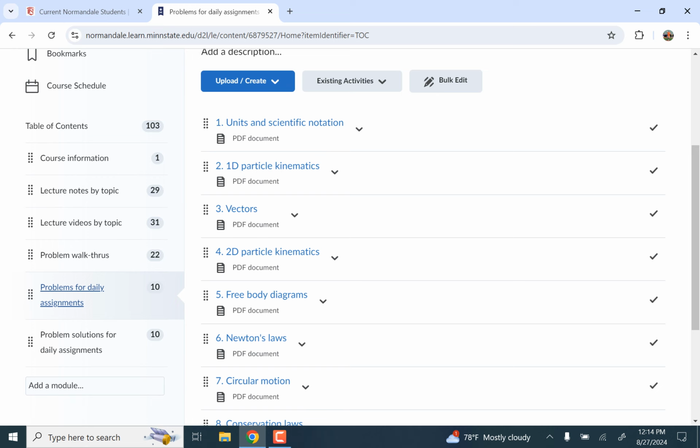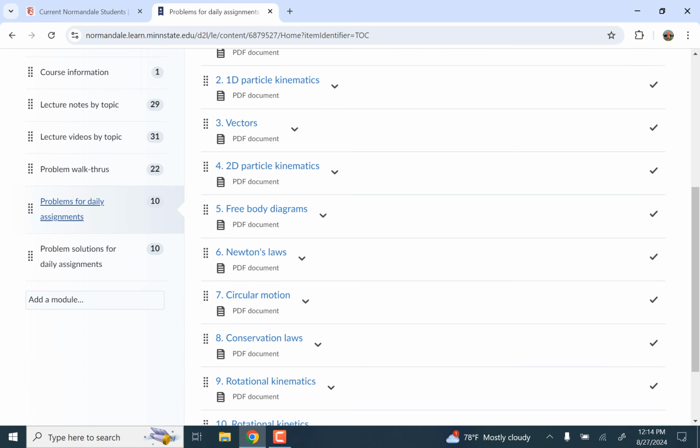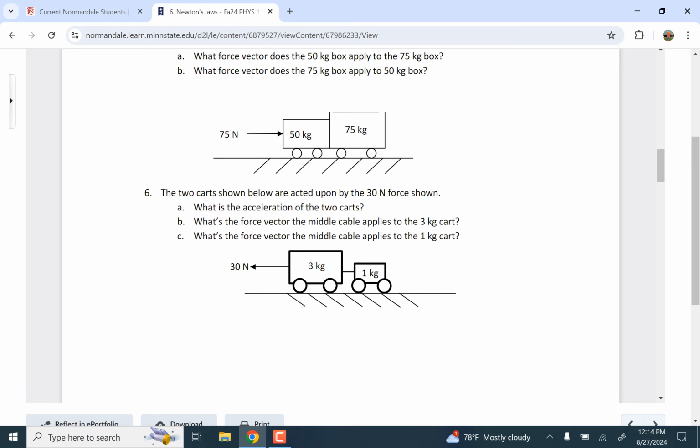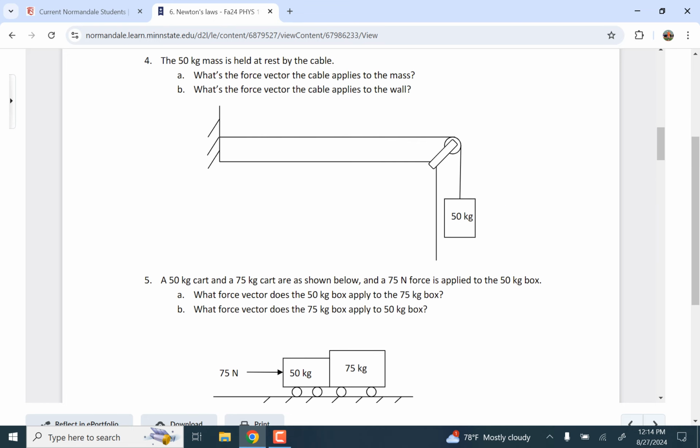So I'll say something like, okay, today's on D2L, on the announcements in D2L, it'll say today's assignment is Newton's laws, numbers 4 through 6. So you'll go to this, you'll scroll down to numbers 4, 5, and 6, and then those will be the problems that you're supposed to do basically before the next class. Okay?